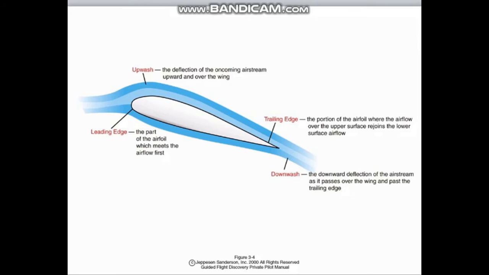We still have two things you have to put in consideration about the airfoil components, and they are the wash up and the wash down. The wash up is the deflection of the oncoming airstream upward and over the wing. The downwash is the downward deflection of the airstream as it passes over the wing and past the trailing edge.